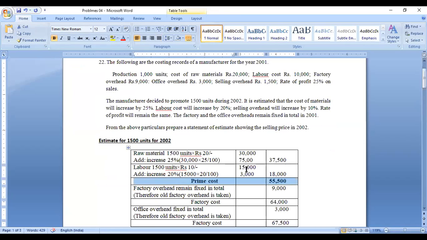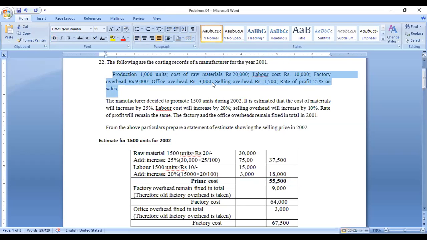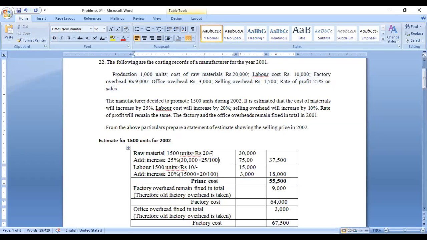So on the basis of the previous year's information, now we are preparing the current year's cost sheet only. First, with the previous year's data, you have to prepare the cost sheet. From the cost sheet, you have to take cost per unit. The number of units given is 1,500. So 1,500 into 20, 30,000. This 20 is not a stable price.